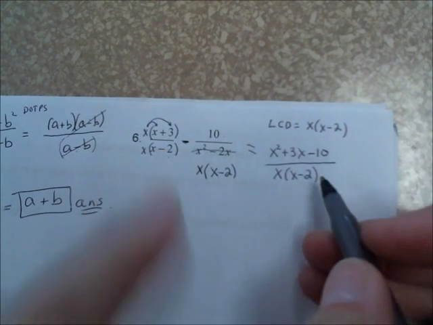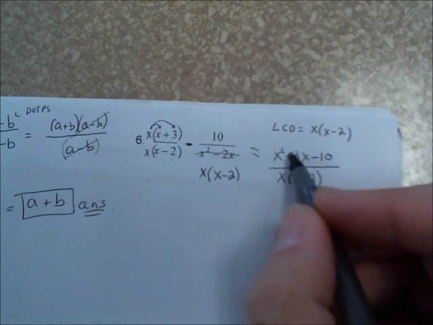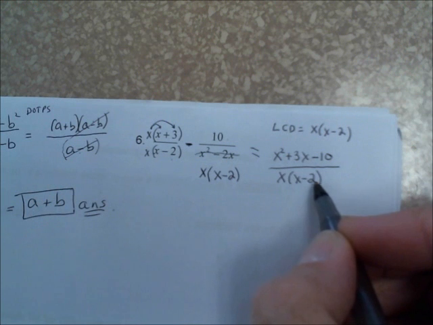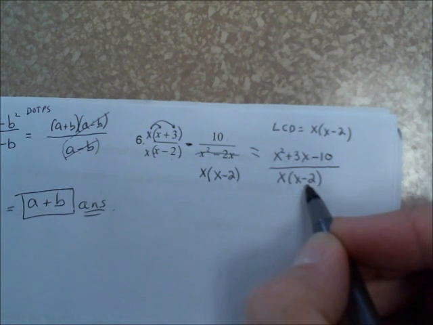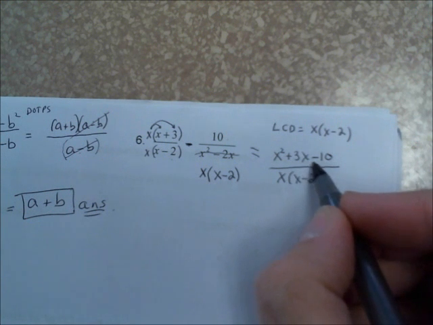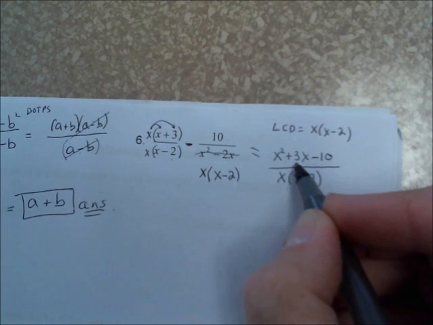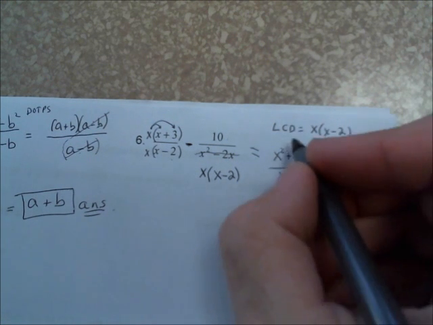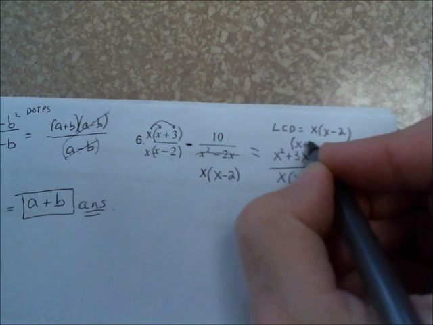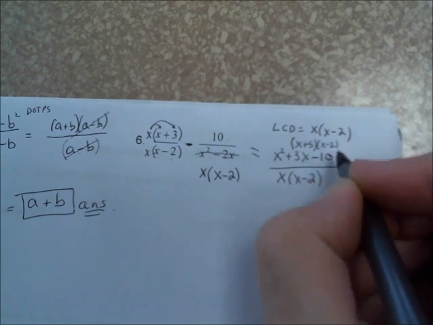Now we would be all done with this problem if it weren't for the fact that this numerator can be factored. Don't distribute this x through here because we want it factored completely just in case we can cancel something out. So there are factors of negative 10 that add up to 3. They're positive 5 and negative 2. So this one is factorable, so let's factor it. x plus 5 times x minus 2.